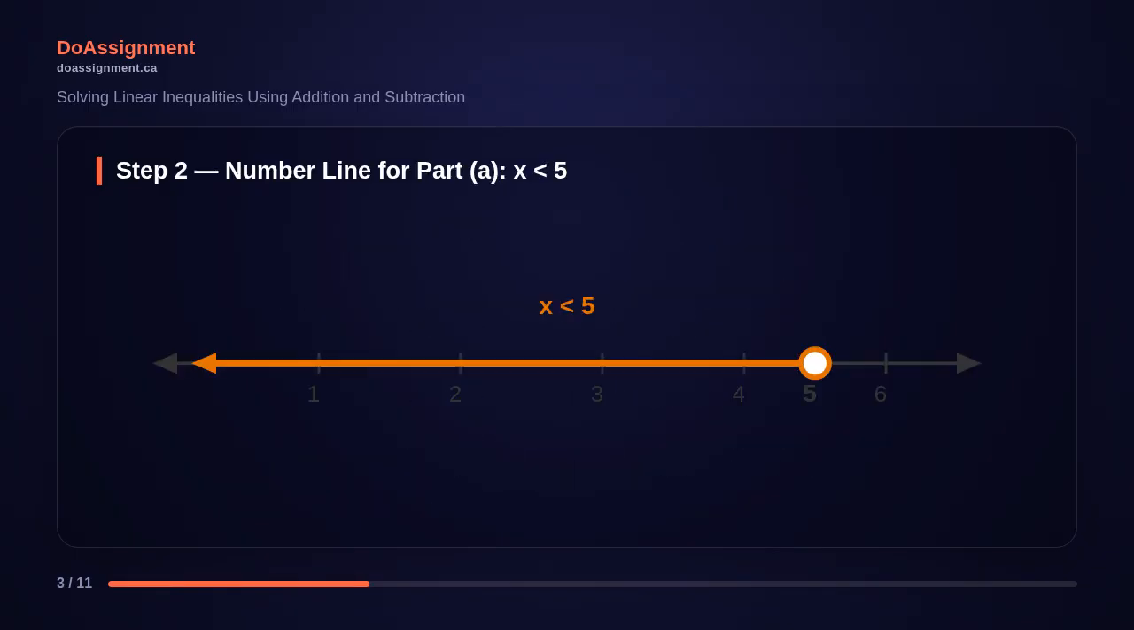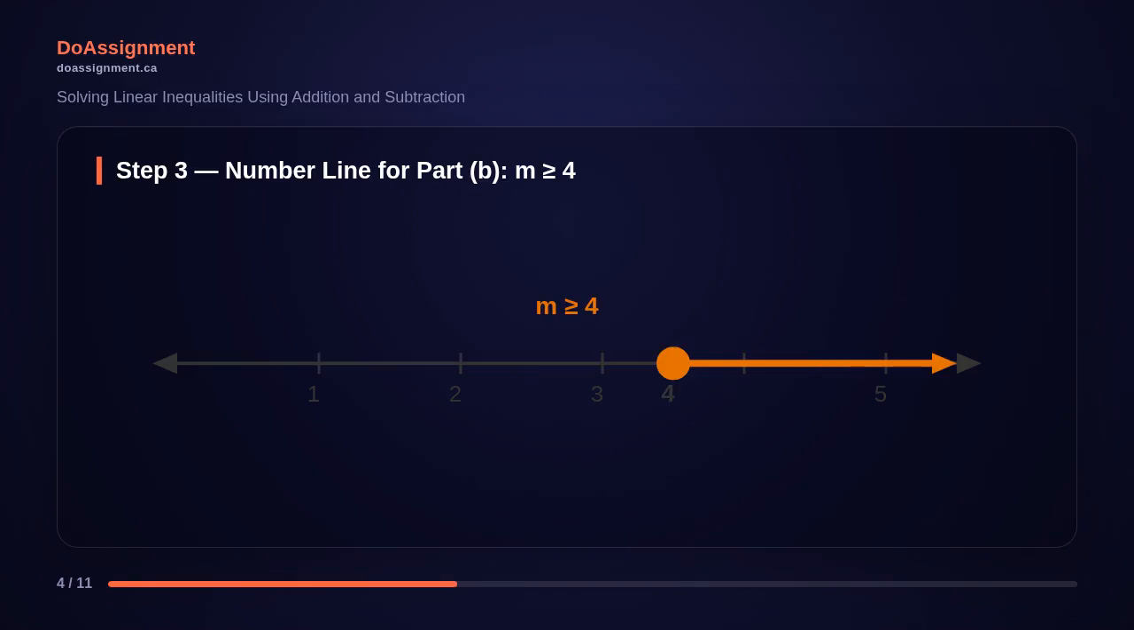Here is the number line for Part A. The open circle at 5 shows that 5 is not part of the solution. The orange arrow extending to the left represents all values less than 5. Here is the number line for Part B. The filled circle at 4 shows that 4 is included in the solution. The arrow extends to the right, representing all values greater than or equal to 4.